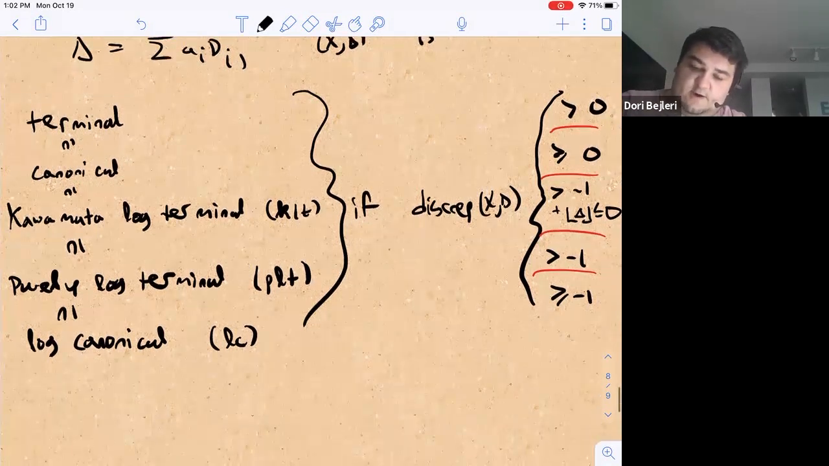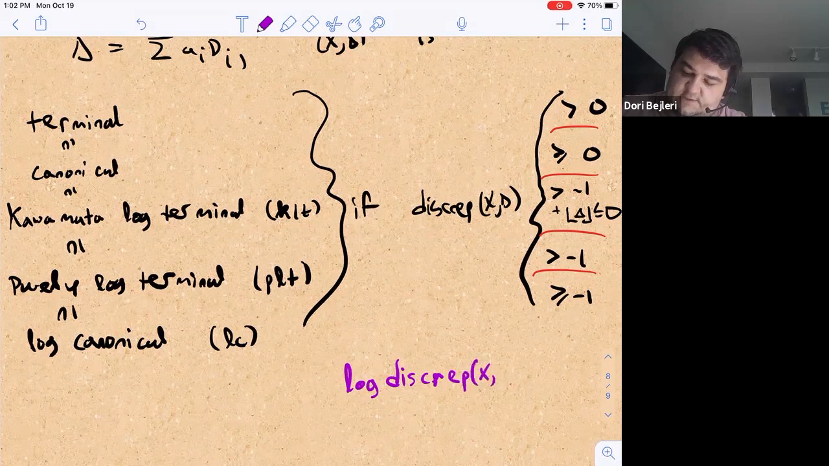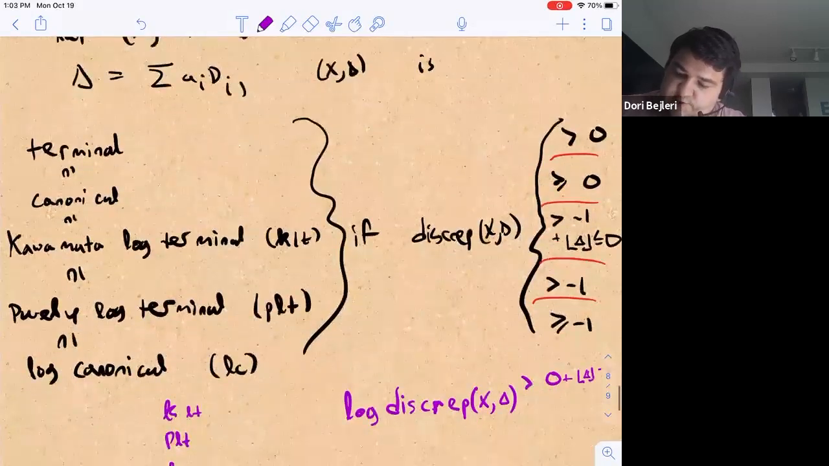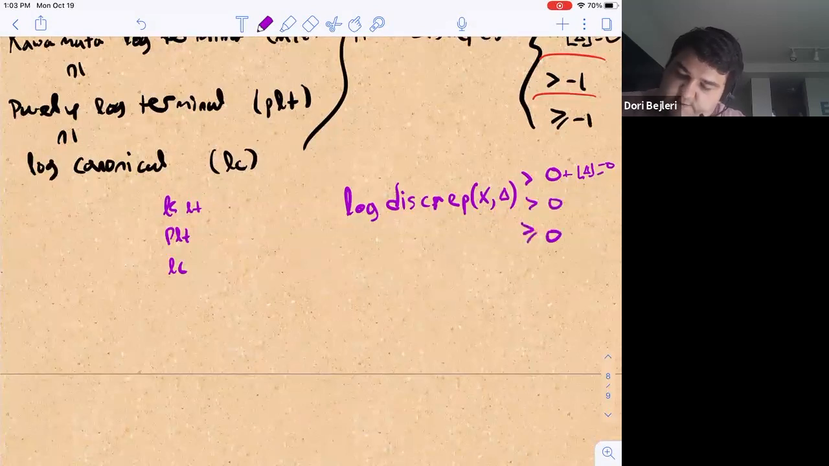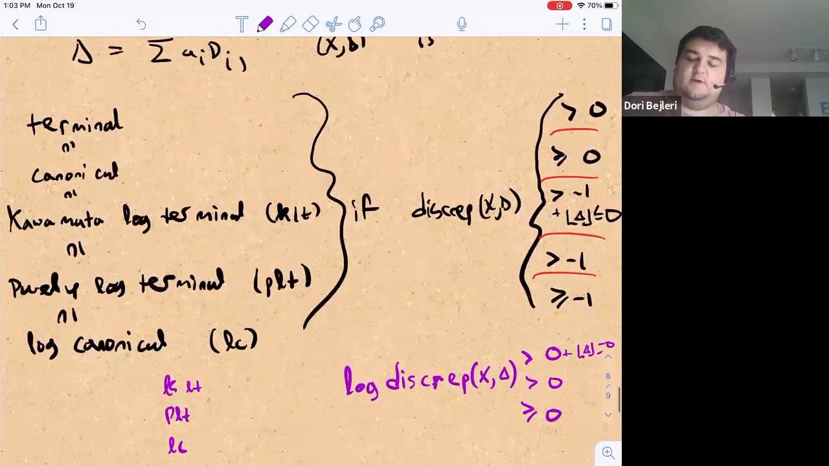There's also another observation: for these log versions, KLT, PLT, and log canonical, if you write everything in terms of the log discrepancy, which if you remember was defined as the same thing as the discrepancy, but you add 1 to it, so log discrepancy is 1 plus a, then KLT, PLT, and log canonical are the same as the log discrepancies being greater than 0 with our round down condition, or just greater than 0, or greater than or equal to 0. And so from the point of view of log discrepancies, these log terminal and log canonical are really the analogs of terminal and canonical for no divisor at all. So that's a reason for the naming.